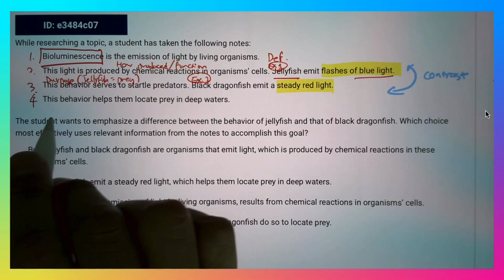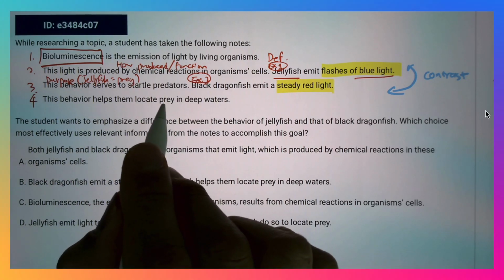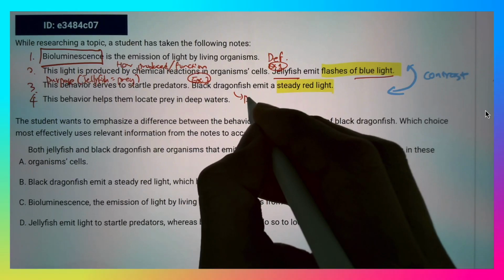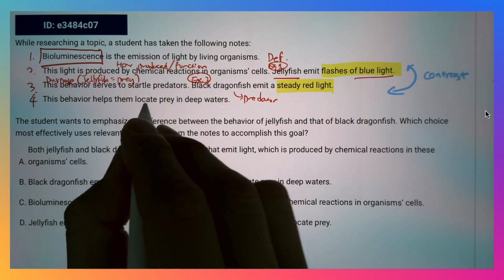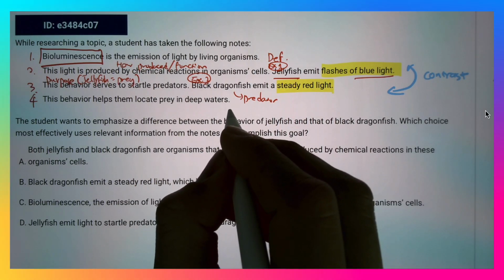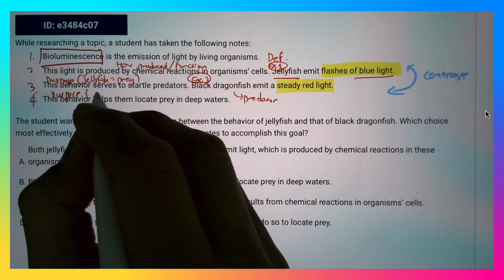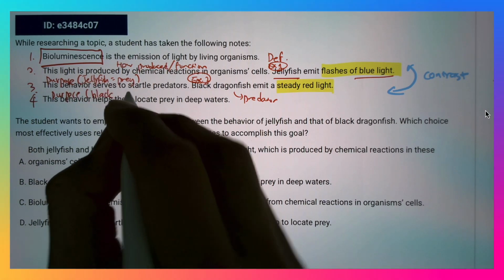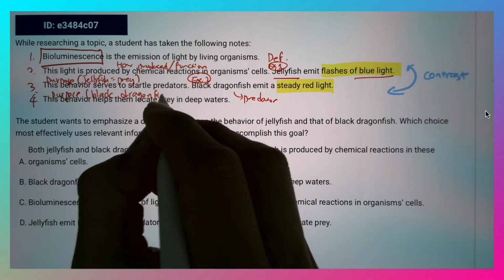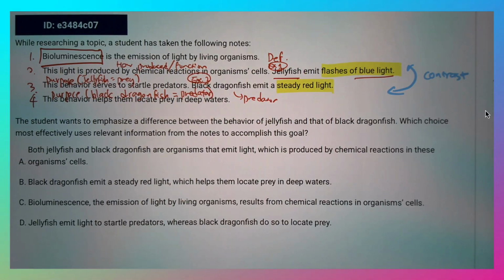Line 4 is talking about the behavior, just like in line 3, helps them locate prey. So we can see this is more like a predator because it wants to locate prey, like a food source in deep water. Okay, so that's another purpose for the black dragonfish. So this would be like a predator, at least in this context. So once you have this in your mind, let's go to answer the question.